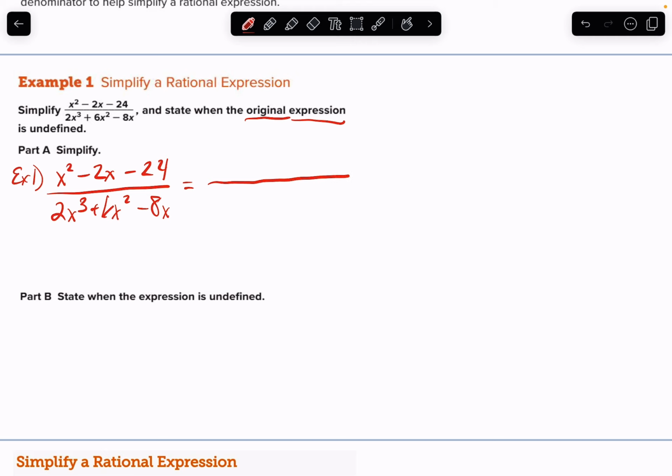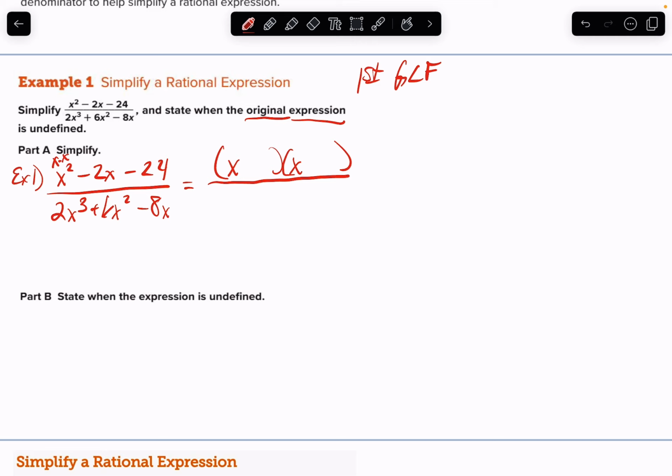The top one is a quadratic. Always, first, look for the GCF. So x squared, 2x, and 24 don't have anything in common. So I can go to my parentheses. Each one gets an x. That's because x times x makes x squared. So factors of x squared that turn into x are x times x. So each one gets an x.